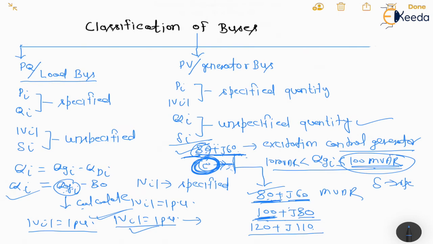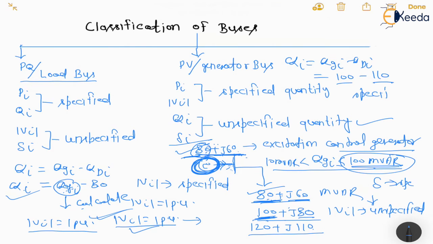But the generator is unable to produce it, so what will happen? The voltage will dip down, which means we need to calculate the voltage. So the voltage becomes unspecified, and we are talking about the Qi quantity. Qi is equal to Qgi minus Qdi. Qgi is nothing but 100, because it can generate a maximum of 100, and Qdi is 110. So Qgi and Qdi are both specified because it can generate only up to the maximum value. So Qi becomes specified.